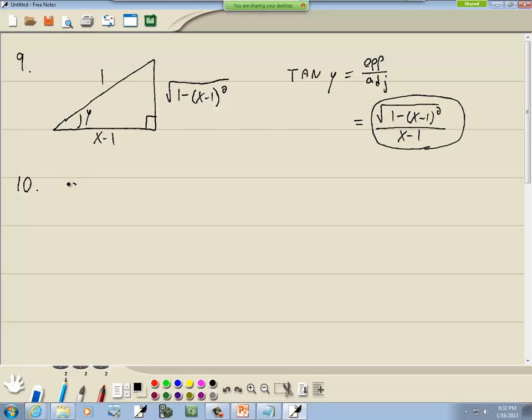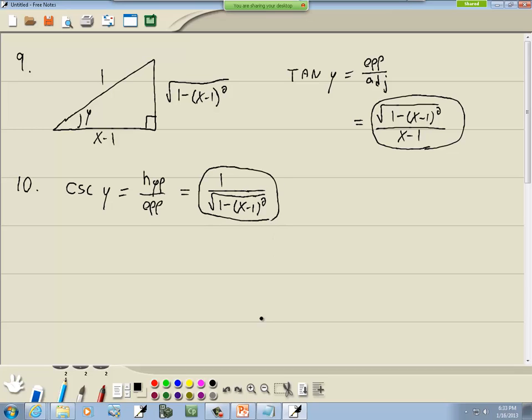Okay, cosecant. Well, sine was opposite over hypotenuse, so this will be hypotenuse over opposite. Well, the hypotenuse was 1. Opposite was this square root, so we'll have square root of 1 minus (x minus 1) squared. And I'm going to leave it in that form. You'll find where in intermediate algebra, algebra 2, they told you to get rid of any square roots down below. When you get to calculus, a lot of times you'll leave it there because it's actually easier to work with in that form than to try to put a square root up here.